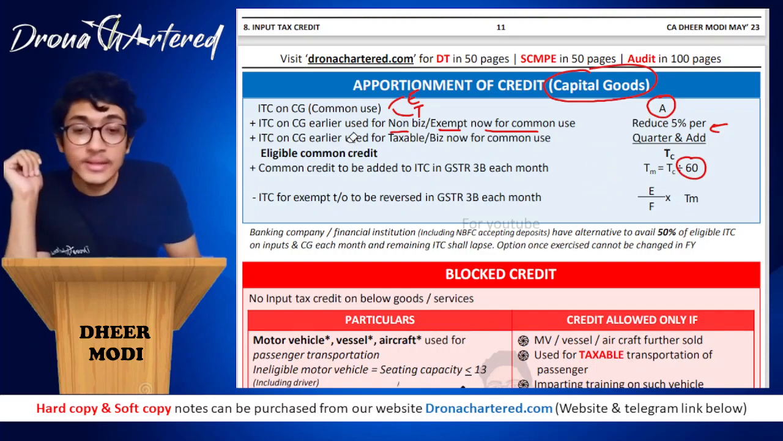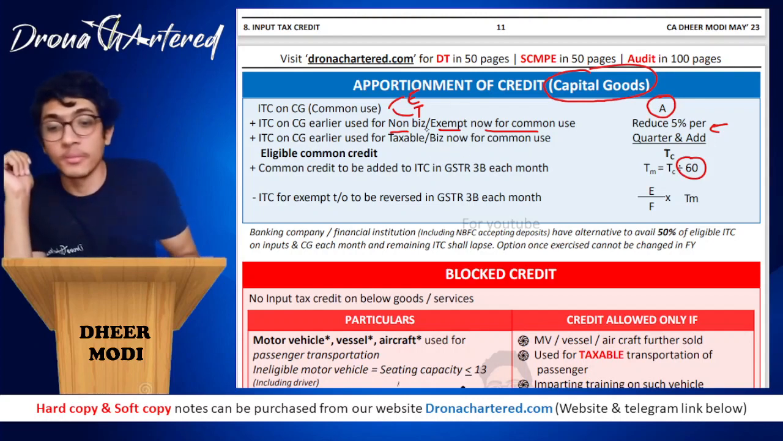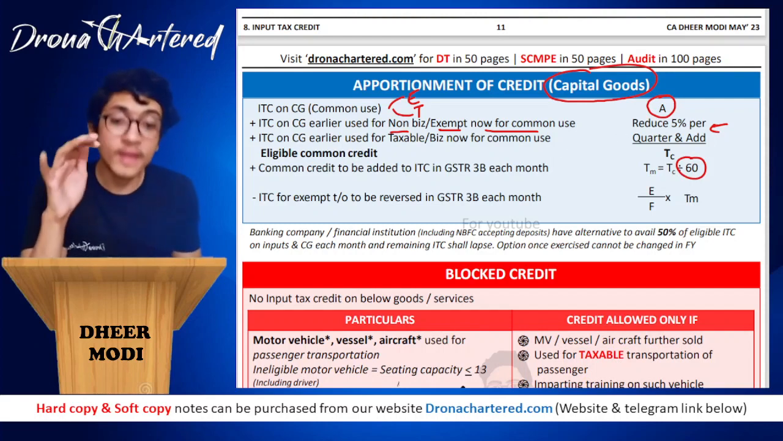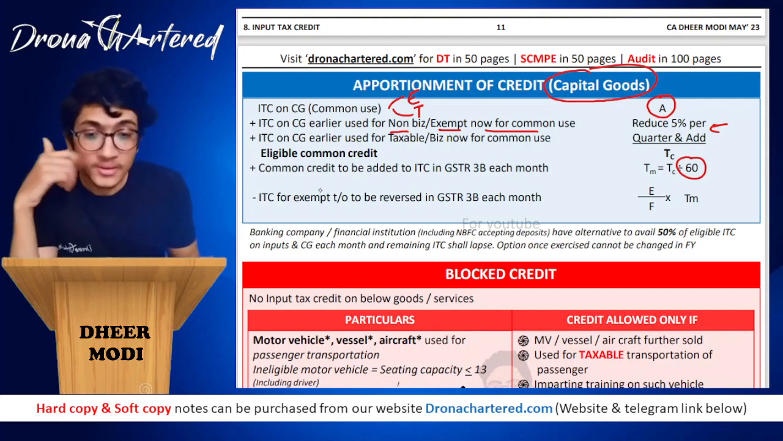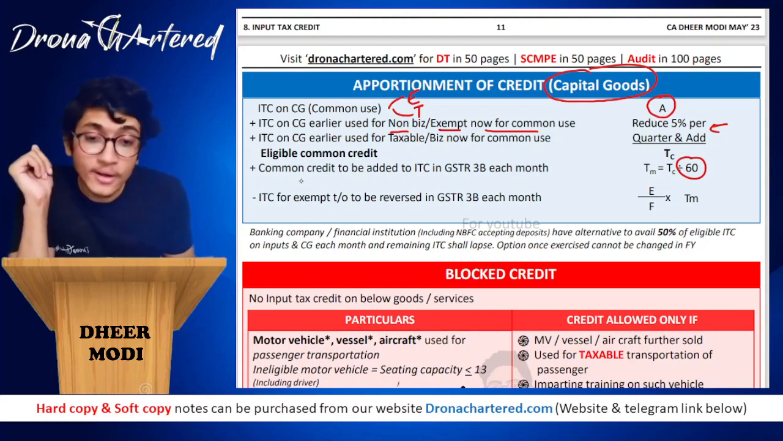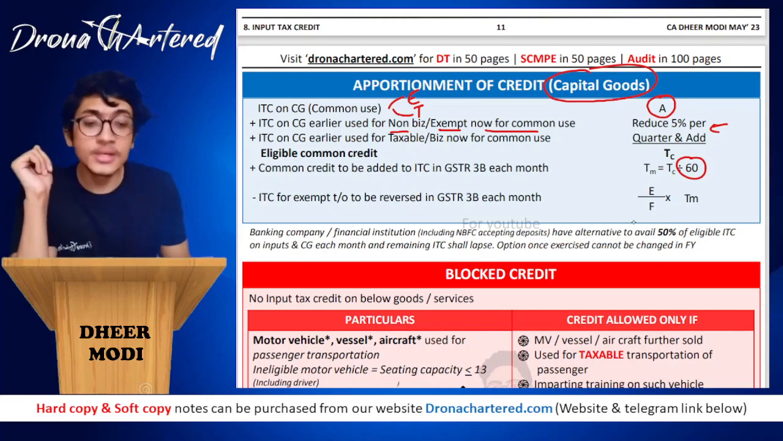Then next is ITC on capital goods earlier used for taxable or business and now used for common purpose. So therefore, since they are now being used for common purpose, this will also have to be added in the sum. Okay, now this is your eligible common credit. Then you have to add common credit to be added to ITC in GSTR-3B each month.